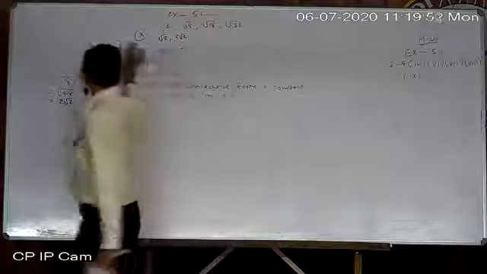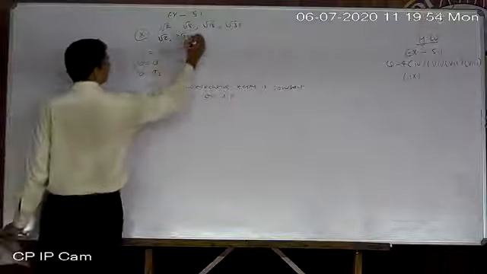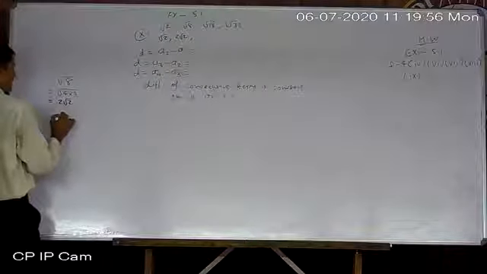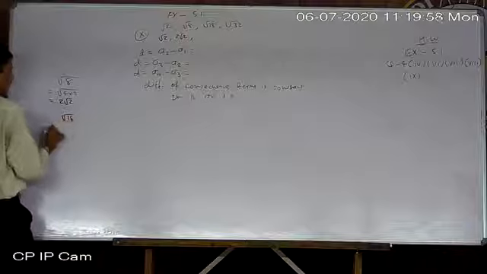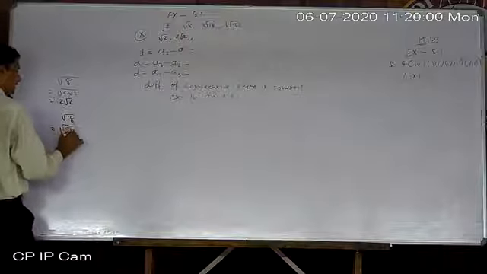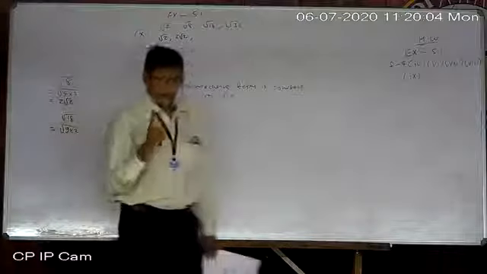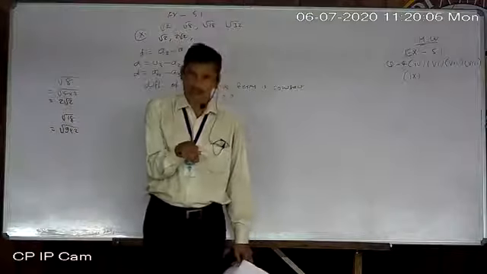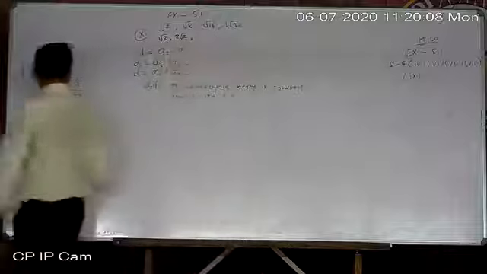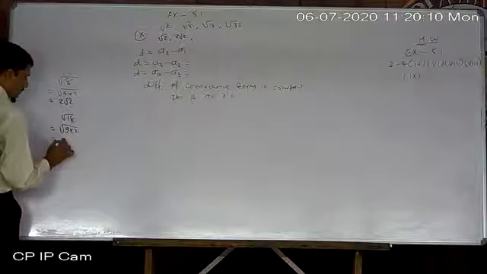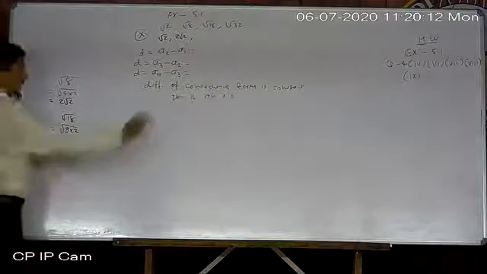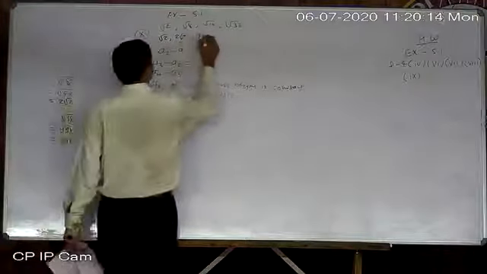But before doing the main process, just write here. Now root 18. I can write 9 times 18, not 6 times 18. I want the biggest perfect square number. Okay, so it is 9 times 2, so can I write 3 root 2? So the third term is 3 root 2.